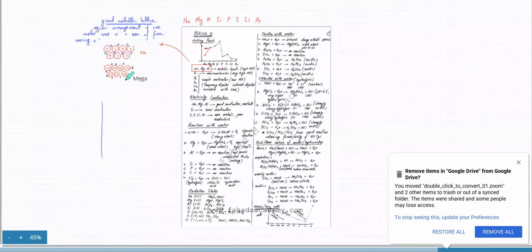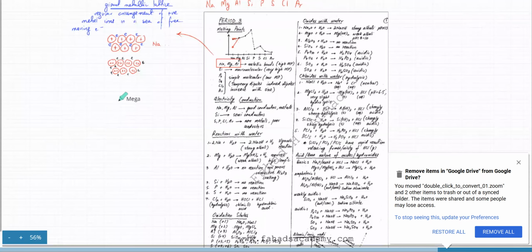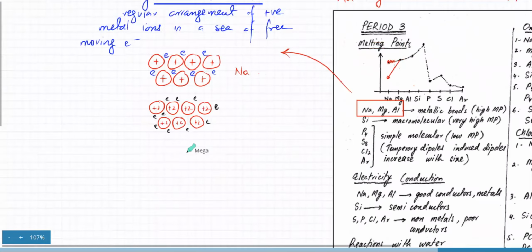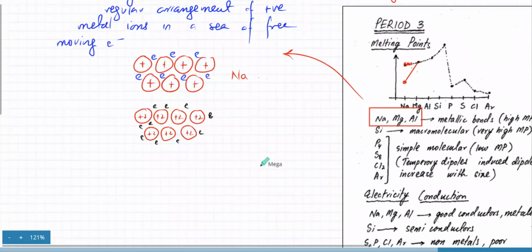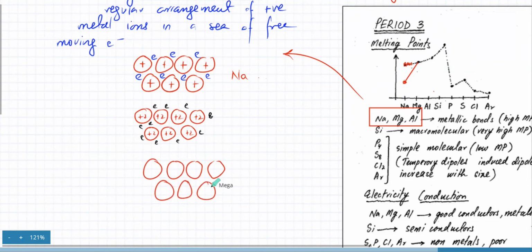Then you move to aluminium. Now, what's going to happen with aluminium is that the size of the aluminium ion is going to be even smaller, plus the ions are going to have a charge of plus 3, each one of them. Aluminium likes to lose 3 electrons. There are 3 electrons in its outer shell, it ends up losing 3 electrons. So the number of delocalized electrons is going to be a lot more compared to the other two.